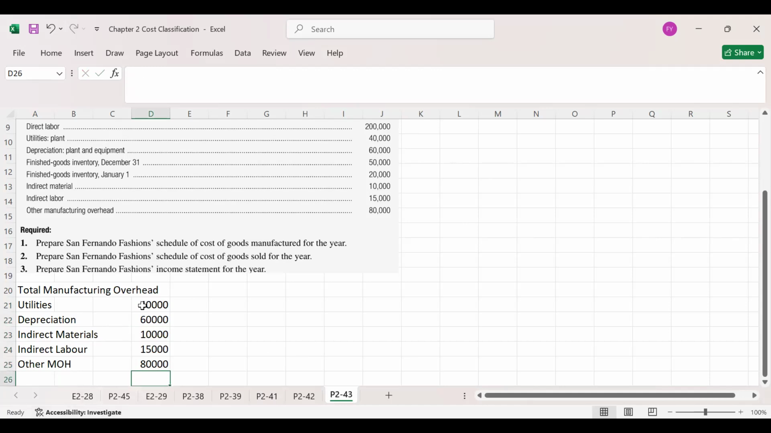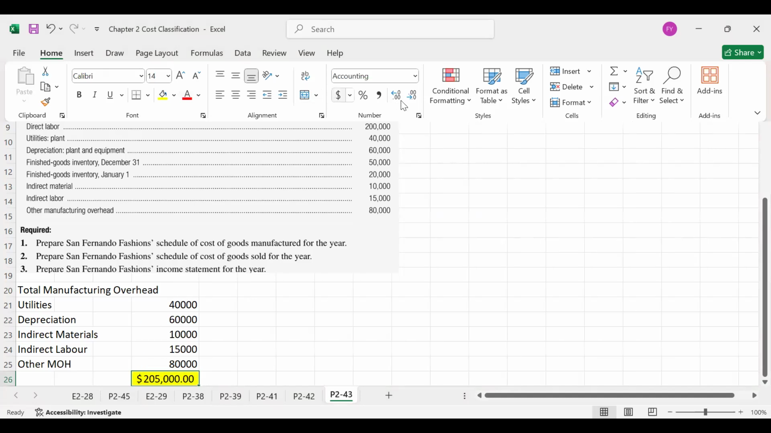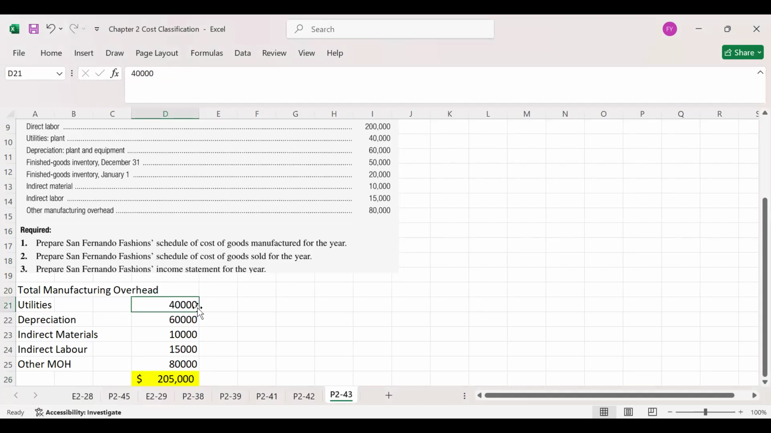So we add all these costs to get total MOH. So the total MOH is $205,000. So this is your total MOH. You can show it in workings or separately in rough work, because the main requirement is to calculate or to prepare the cost of goods manufactured.